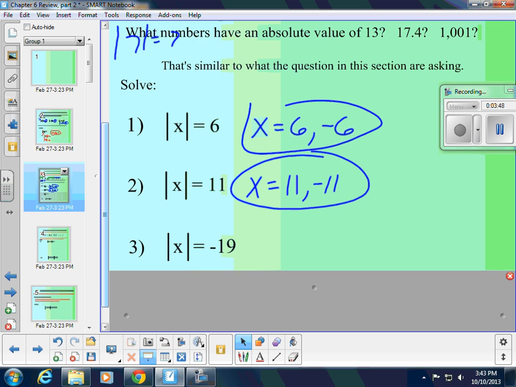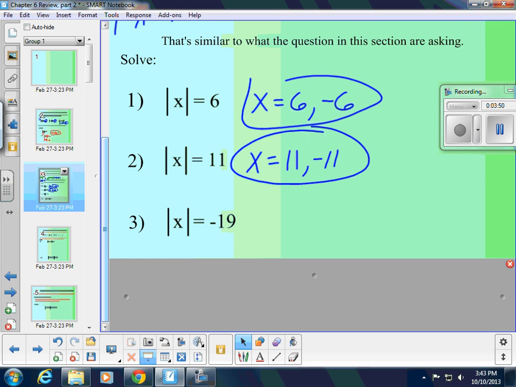Number 3, though, here I have something different. This problem says take the absolute value of x, and you have to get -19. This is a different problem. It's saying take the absolute value of something. And remember what happens seemingly when we take the absolute value all the time?